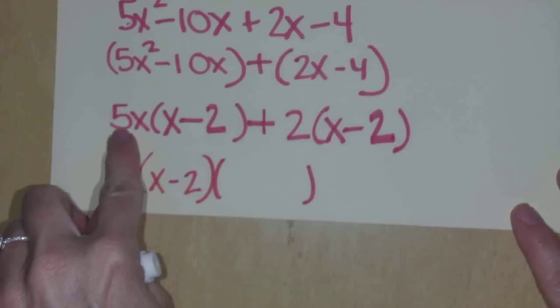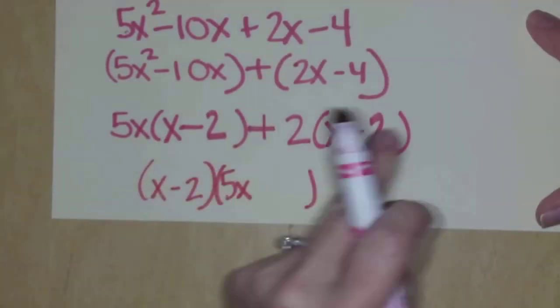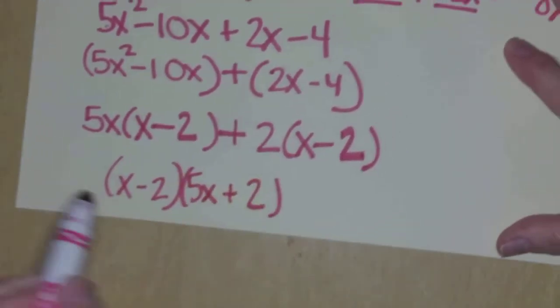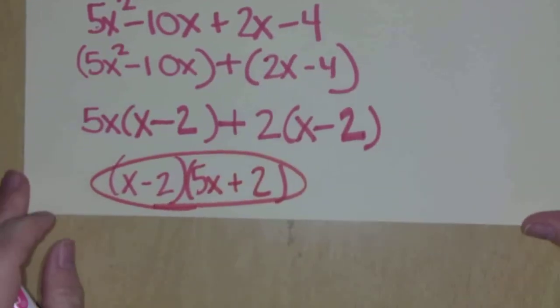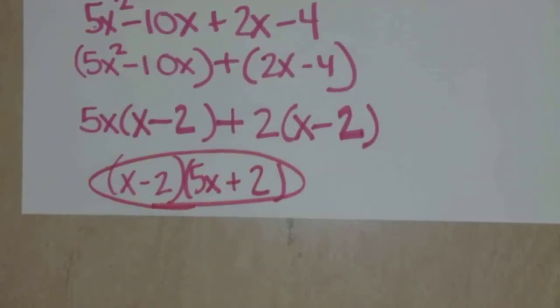Leftovers from this term, we're left with a 5x. And from this term, a positive 2. That should be my answer, but we'll check it just to be safe.